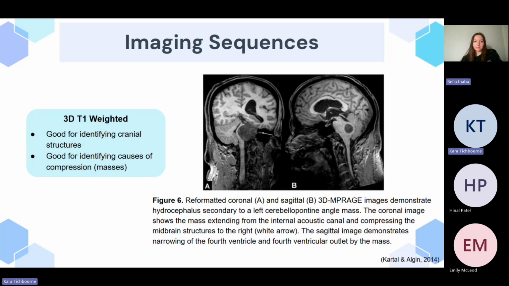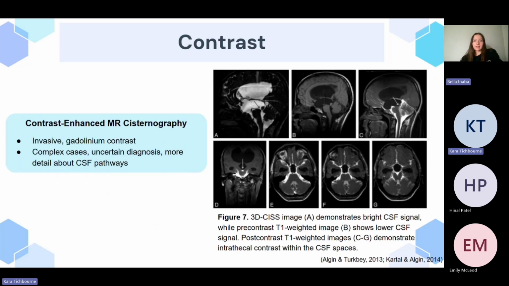Contrast-enhanced MR cisternography is not used routinely because it is invasive and involves intrathecal gadolinium contrast. However, it can be useful in complex cases where the diagnosis is uncertain or when more detailed information about CSF pathways is needed. This figure compares different appearances of CSF spaces before and after contrast. In image B, the pre-contrast T1-weighted image shows CSF as darker. After intrathecal gadolinium contrast is given, the post-contrast T1-weighted images show contrast within the CSF spaces. This can help to demonstrate whether contrast is passing through normal CSF pathways or whether there is an obstruction.